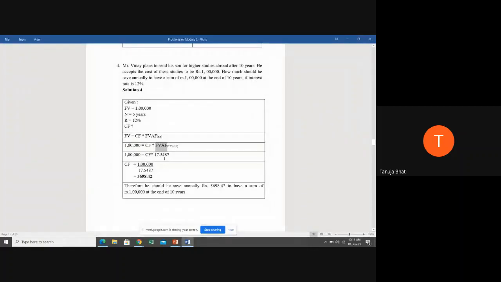17.5487. So again, bringing the cash flow here, dividing 1 lakh by 17.5487, you get 5698.42. So he should save annually 5698.42 to have a sum of 1 lakh at the end of 10 years at the rate of interest of 12%. So is this problem clear, students?